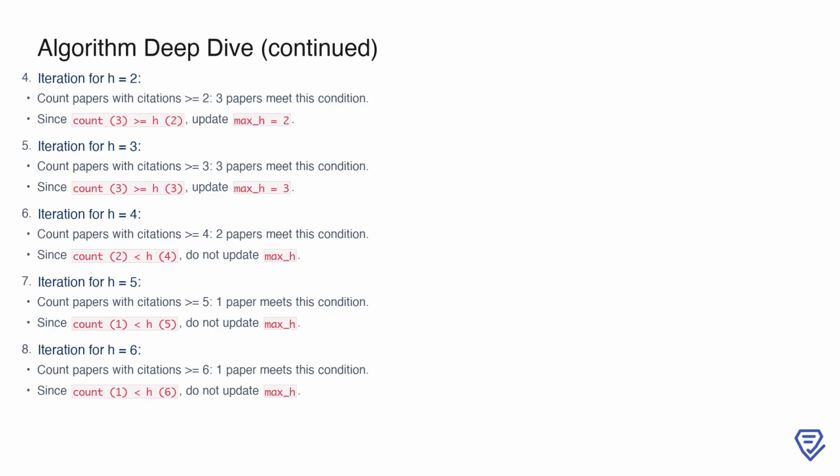However, for h equals 4, only 2 papers meet the condition, which is less than h, so we do not update max_h. Similarly, for h equals 5 and h equals 6, the counts are 1 in each case, which is less than the respective h values, so max_h remains unchanged. This step-by-step process ensures that we evaluate all potential h-index values and only retain the highest valid one.